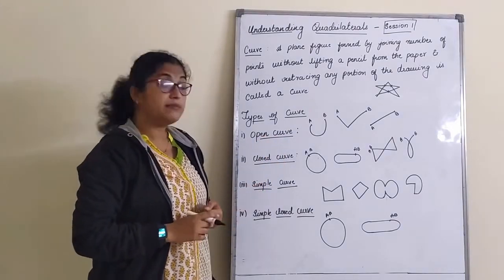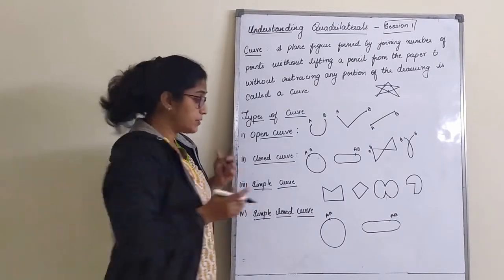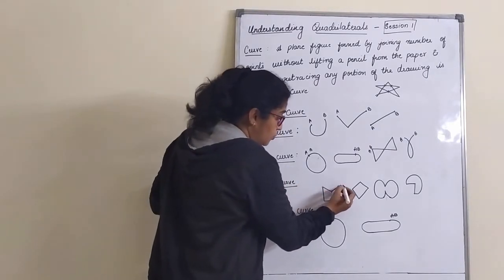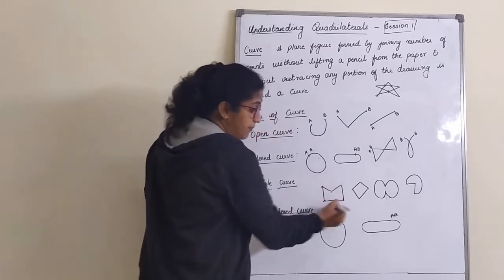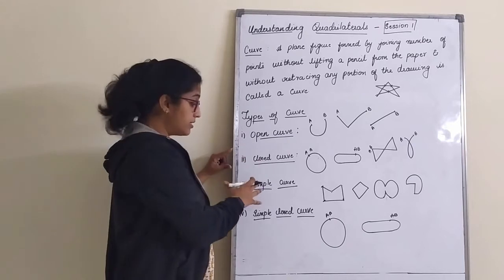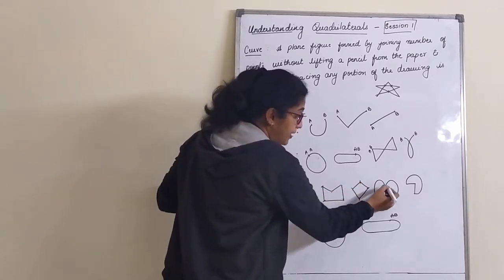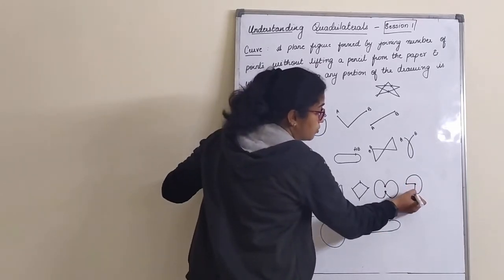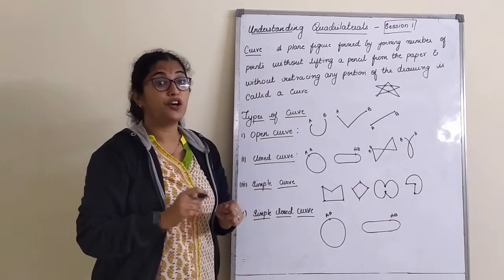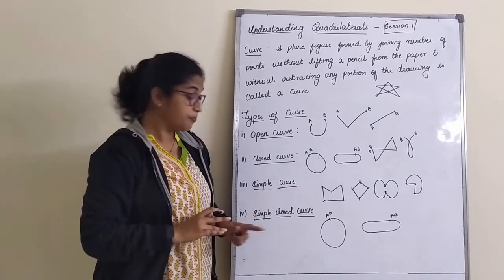Simple curve. A simple curve is a curve which is formed by joining a number of points. 1, 2, 3, 4, 5. So there are 5 points which I have used to join this simple curve. Here it is 1, 2, 3, 4 points. 1, 2 points. 1, 2, 3. So a curve formed by joining a number of points is called a simple curve.